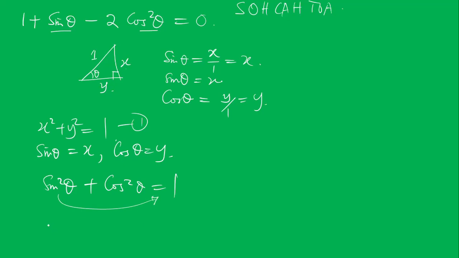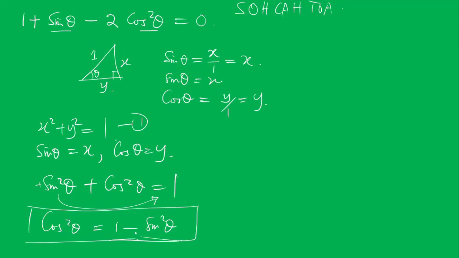Now, if you move this sine square theta to the other side, you have cos square theta equal to 1 minus sine square theta. Because this is positive, it moves to the other side and becomes negative. So you have cos square theta equal to 1 minus sine square theta. Now, substituting it into the equation, the question is 1 plus sine theta minus 2 cos square theta equal to 0.